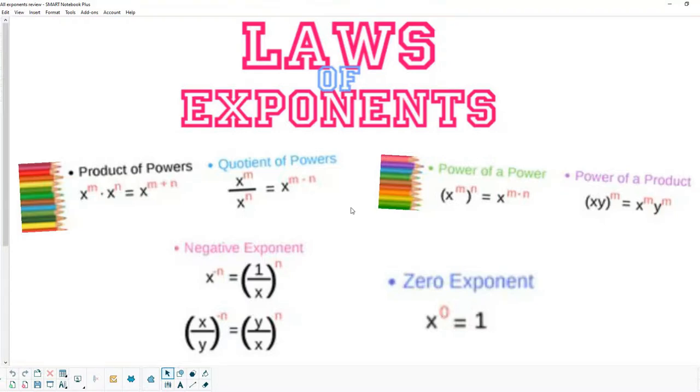We have come to the end of our laws of exponents unit. And so now we have a nice little review that we would like to present to you. And after that, I think we'll be about ready to take a test. So let's see how this goes.